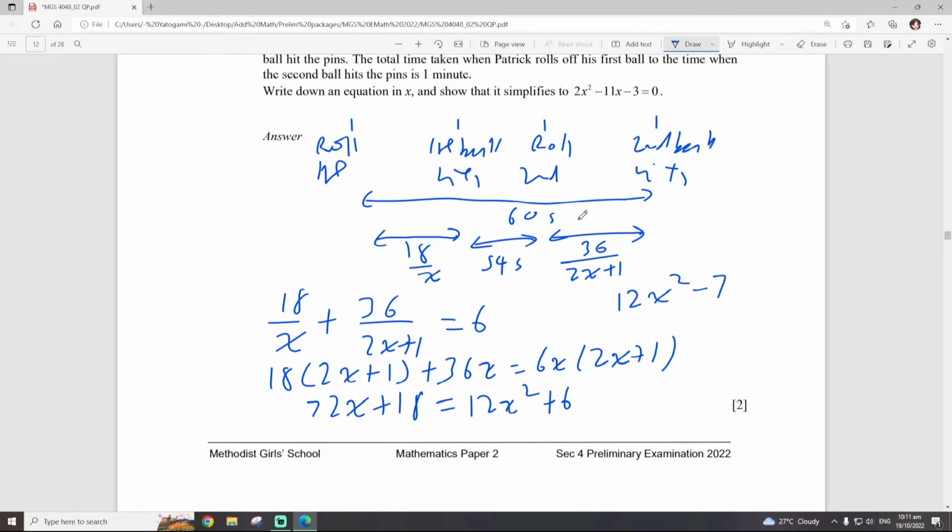Oh wait, this is 6x. Sorry, no. 12x squared minus 66x minus 18 equals 0. So if I divide 12 by 6, I will get the desired equation: 2x squared minus 11x minus 3 equals 0. Very stingy 2 marks, I find, because you need to do the explanation also.